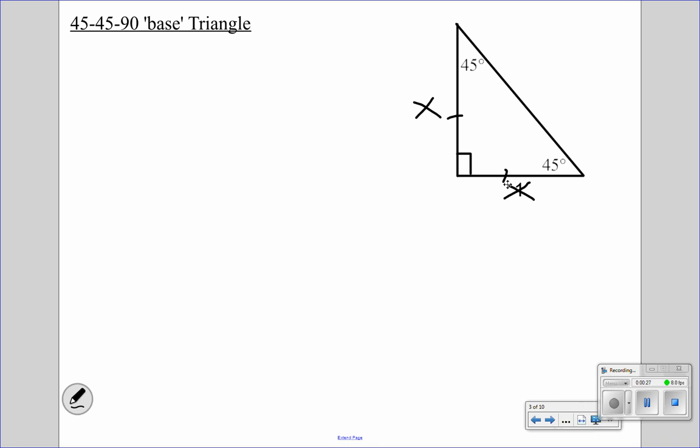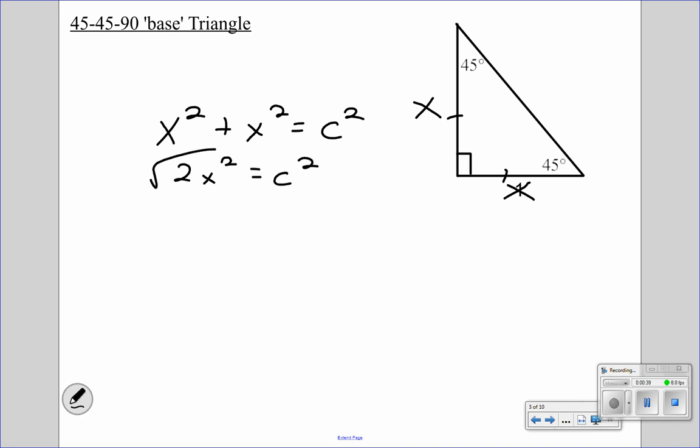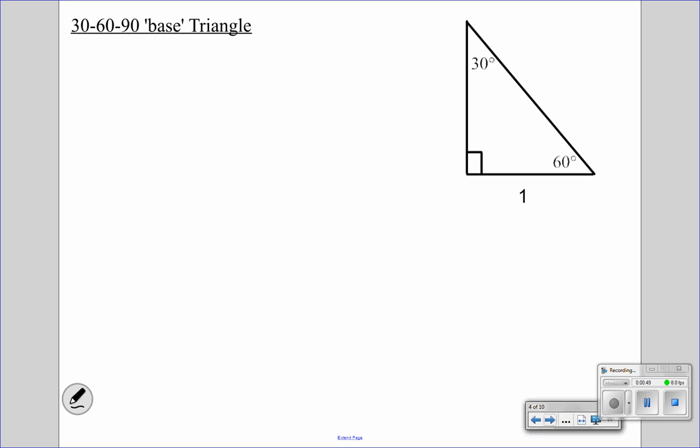If we want to do the Pythagorean theorem, we do x squared plus x squared equals c squared, our hypotenuse. We get 2x squared equals c squared. We take the square root of both sides. We know that our hypotenuse is x times the square root of 2. This is simply a base triangle. You'll need to memorize this.